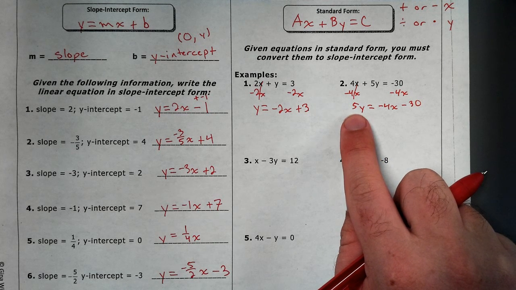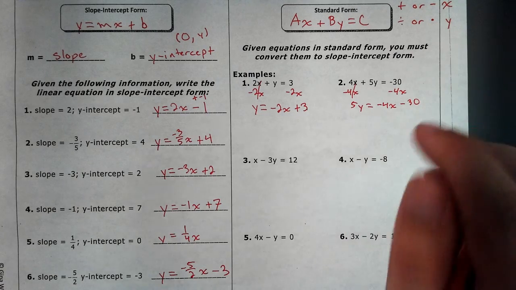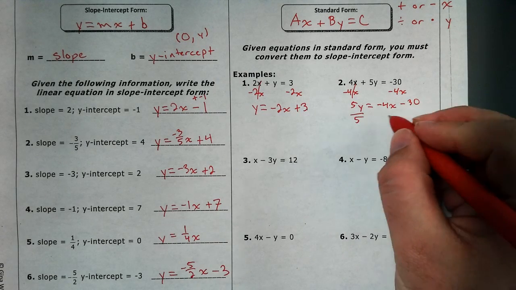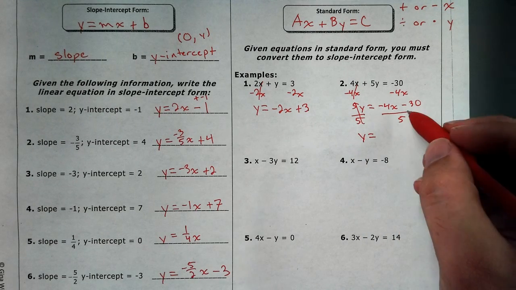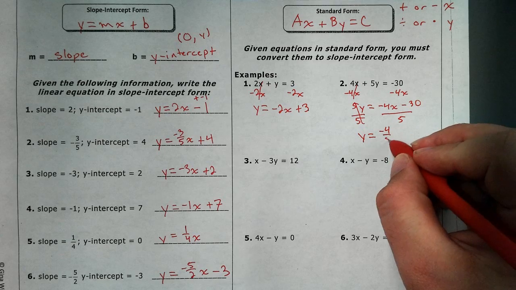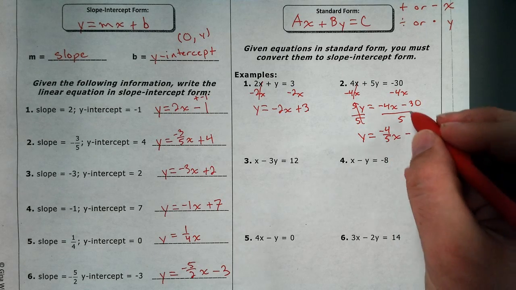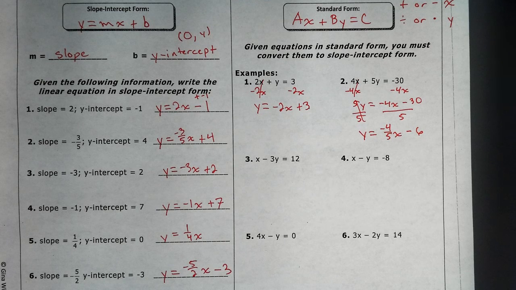And I need this to say y equals. So how will I get rid of a multiply by 5? We'll have to divide by 5. Those cancel, y is equal to, and make sure you divide everything on this side by 5. So negative 4 over 5x minus, and that's going to be 6. I'm going to stop the video here, and we'll do these last 4 on part 2.